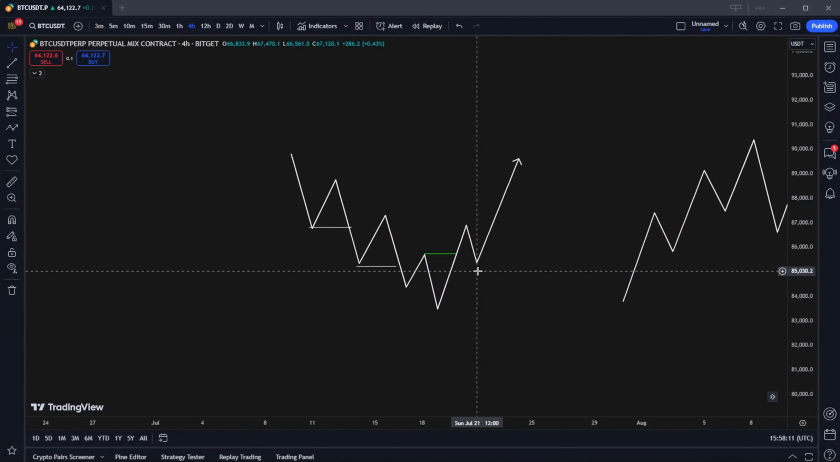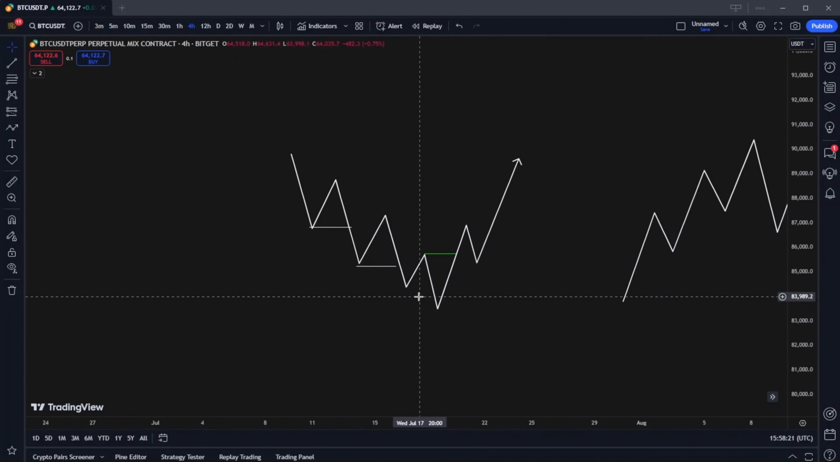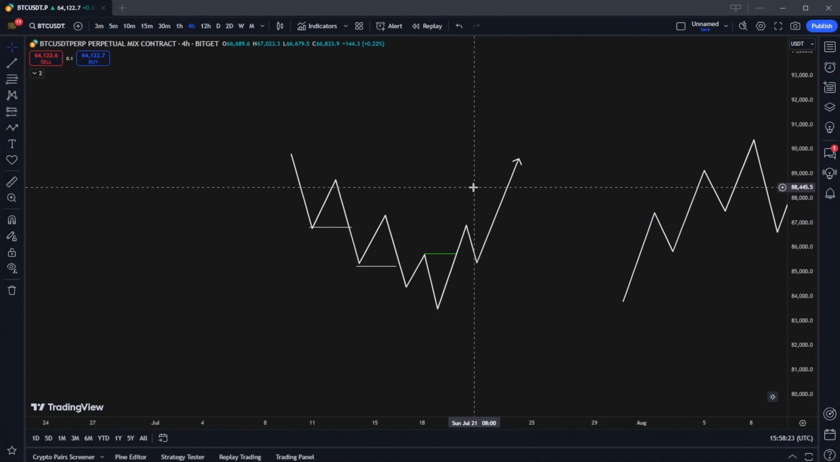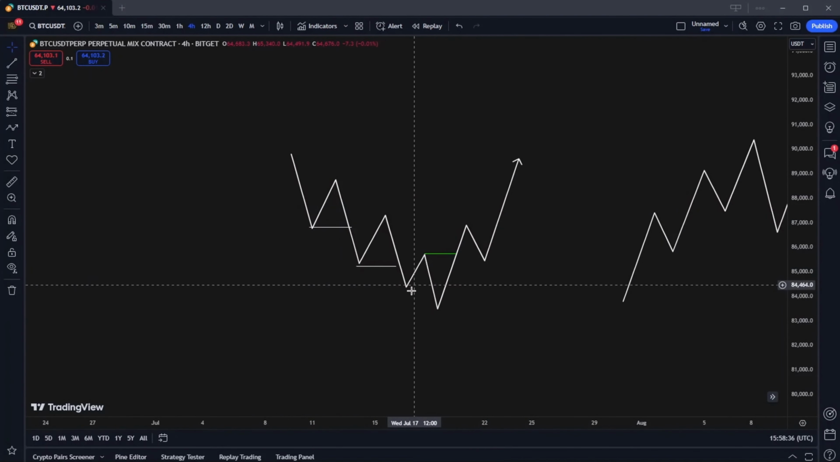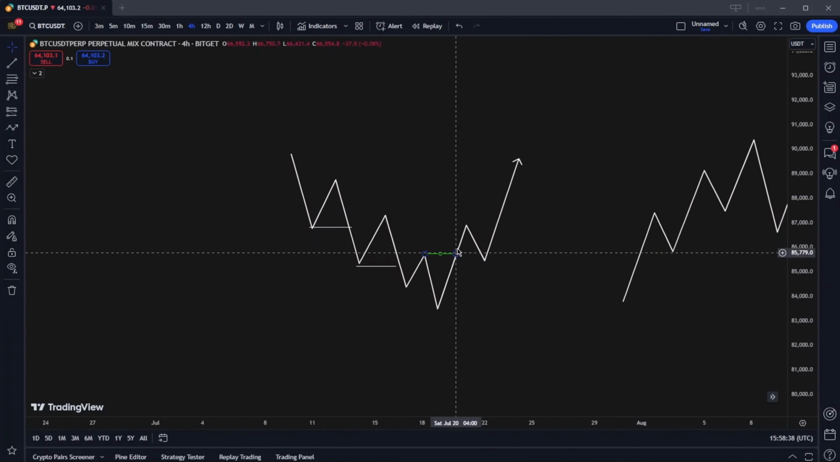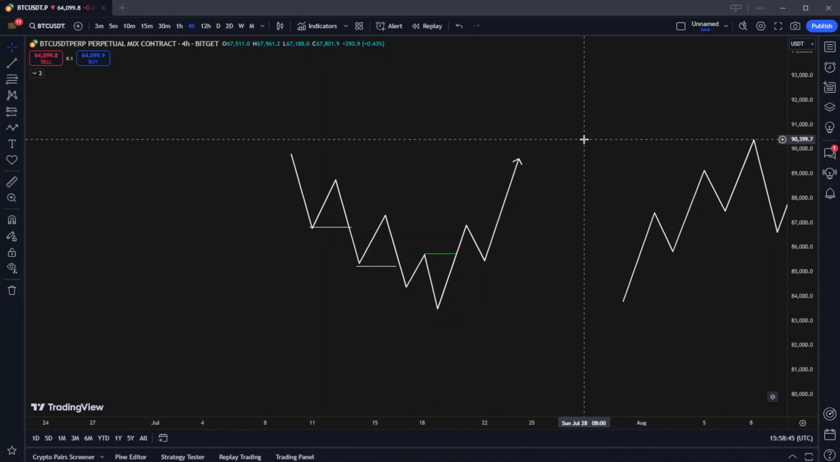The easiest way that I personally remember break of structures and change of characters separately is that a change of character is literally the market changing. We're changing from a downtrend into an uptrend, or again from an uptrend into a downtrend. As you can see from the diagram, the biggest trades are going to be caught from the change of characters, just because you're entering or you're finding a trade that is entering a new trend in the market.